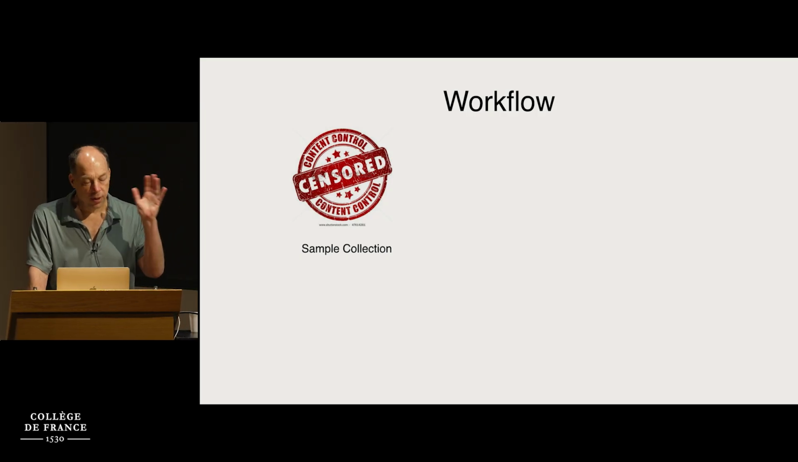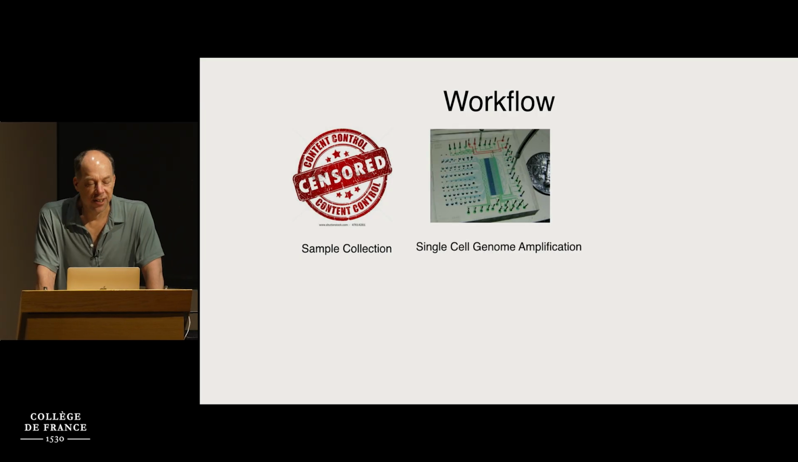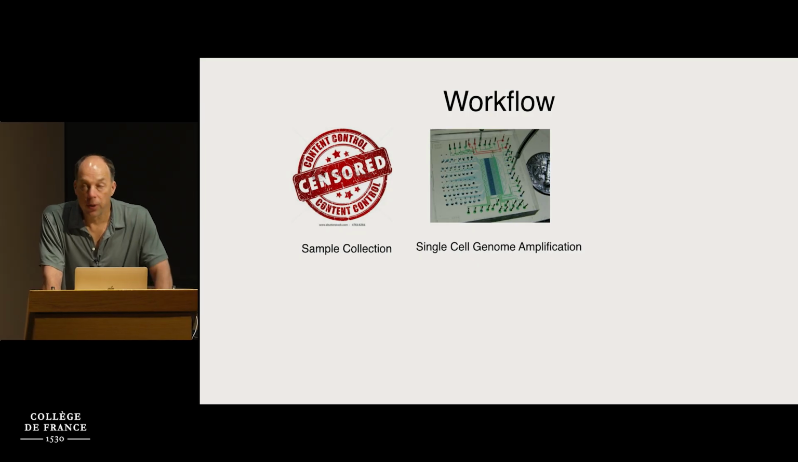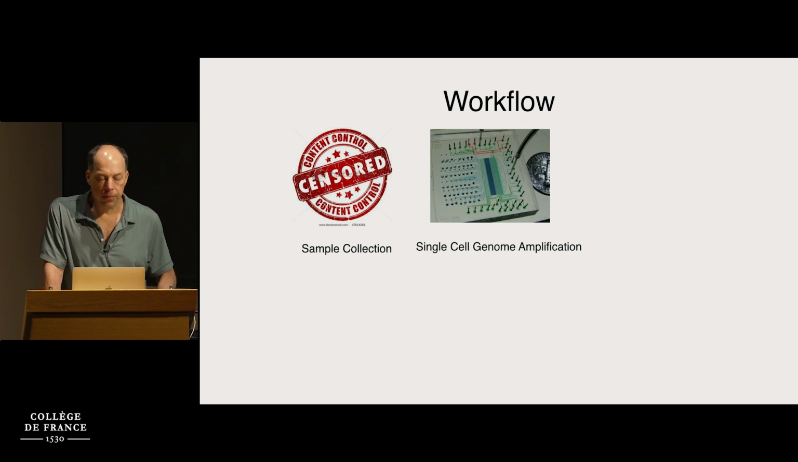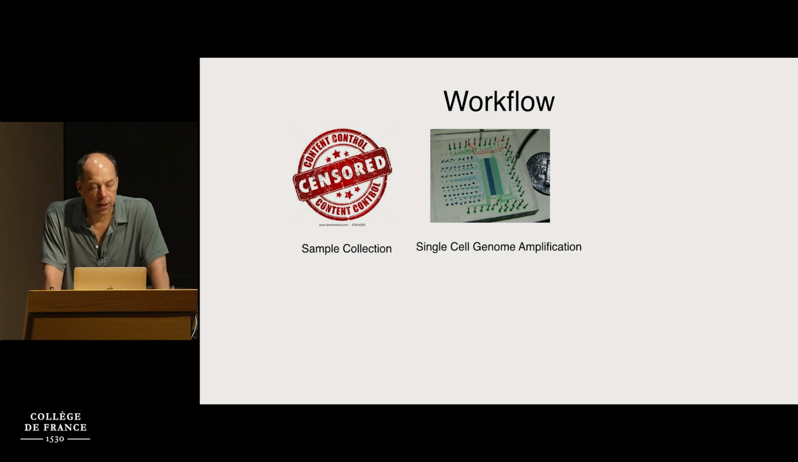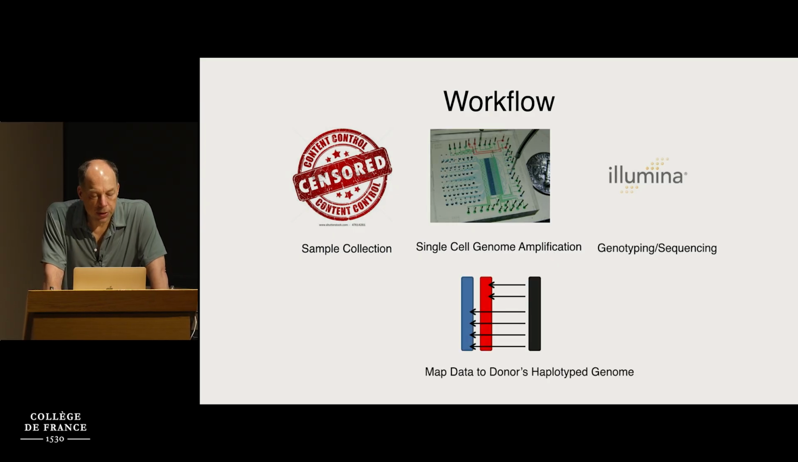So the experiments themselves are pretty straightforward in concept. First is to get sperm. That's done in the classical way. The sperm is put on a chip where different cells could be isolated in different chambers. And then on the chip, upwards of dozens, I think it was 48, sperm were amplified on each chip, so we could get lots of copies. Then it's genotyped or sequenced. And that sequence data is mapped back to the donor's genome.